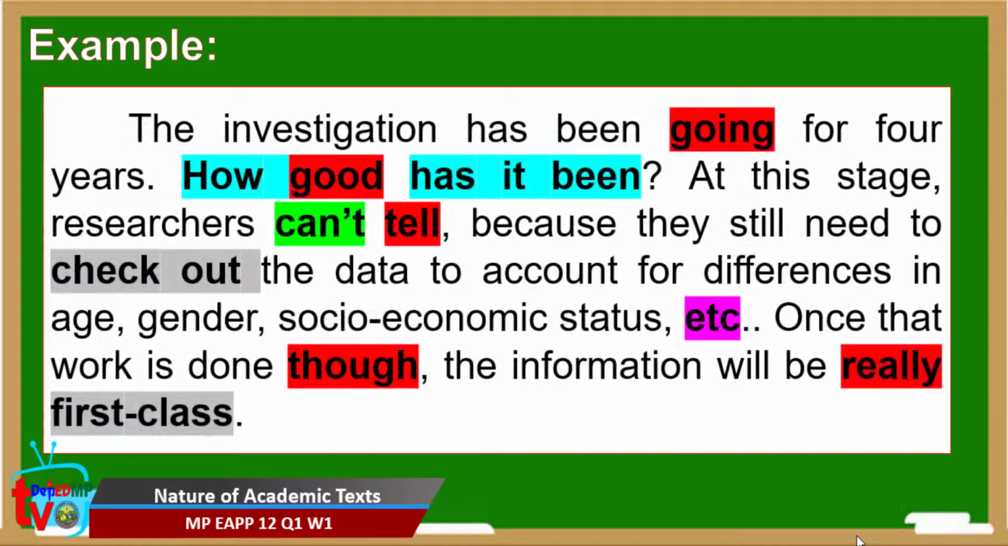Observe closely this example, especially the words that are in bold letters. The investigation has been going for 4 years. How good has it been? At this stage, researchers can't tell because they still need to check out the data to account for differences in age, gender, socioeconomic status, etc. Once that work is done, though, the information will be really first class.